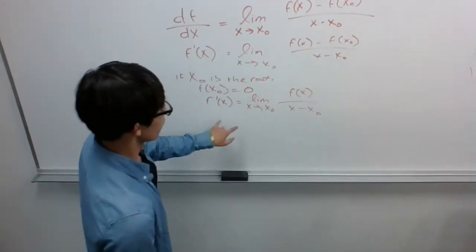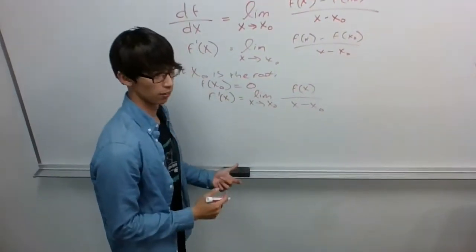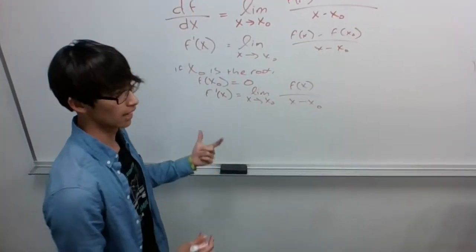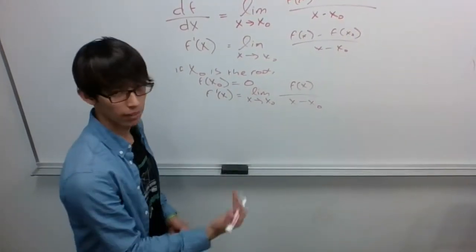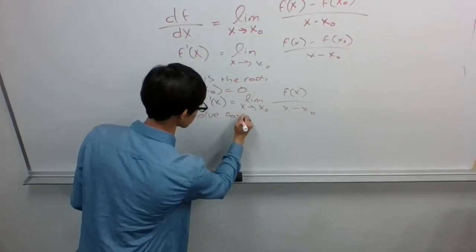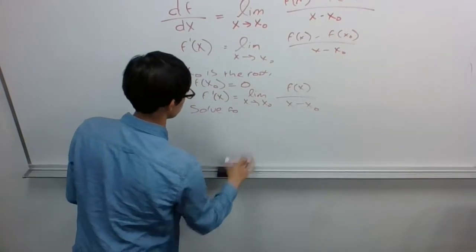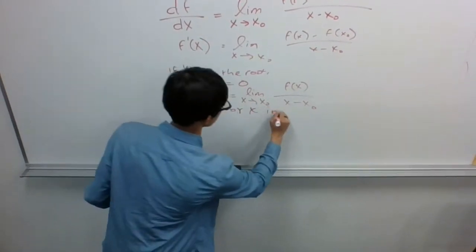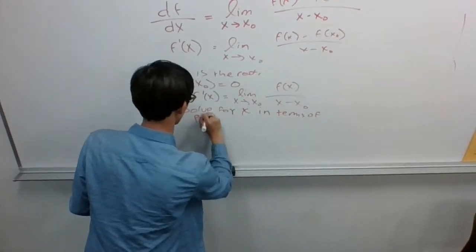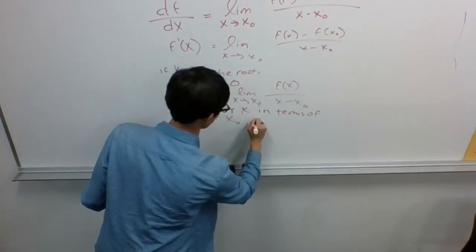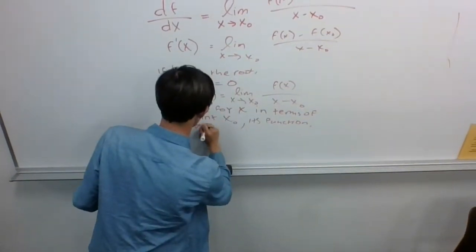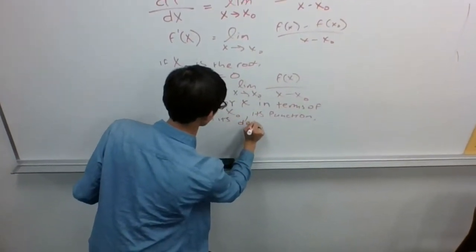Right? So now we need to solve for x in terms of the point x0, its function f of x0, and its derivative f prime of x0.